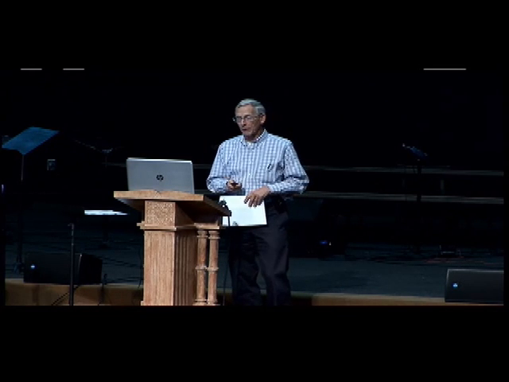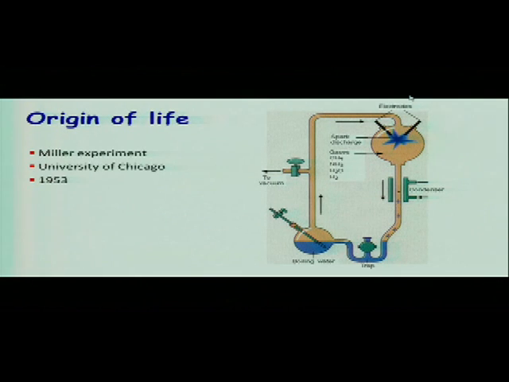Now, that doesn't stop these people, and they're still trying to come up with a spontaneous origin of life. So here's an experiment that you'll find in all your biology books. Famous experiment, Stanley Miller, University of Chicago, 1953, where you have this glassware. Looks like a chemistry lab, right? So down in the lower left-hand corner, you have some boiling water, which is supposed to represent the early ocean, when things were warm and long ago.